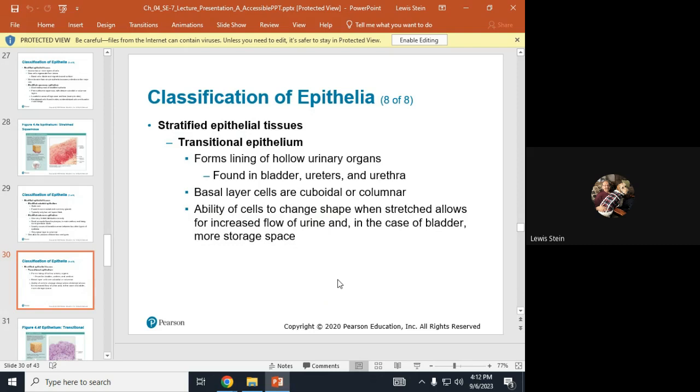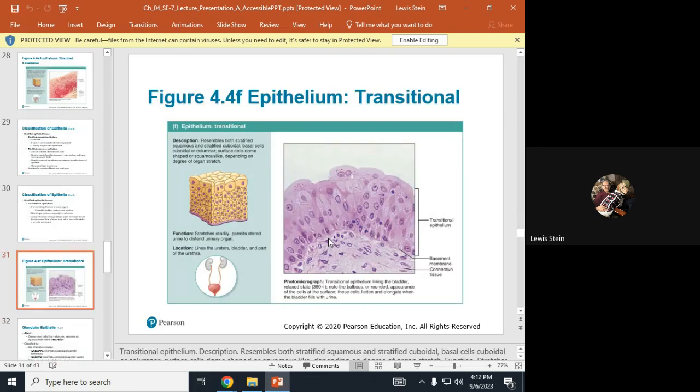So, and why they call them transitional, it's an optical illusion. It's not like they magically change. They've got about 7 to 12 layers. When the bladder is filled, where the ureters are filled with urine, it compresses down. It looks like 2 or 3 layers. When the bladder is empty, it transitions back up to its normal appearance. So, basal layer of cells are cuboidal or columnar. They change shape. It's because they can flatten. It's not anything magic. It's about storage.